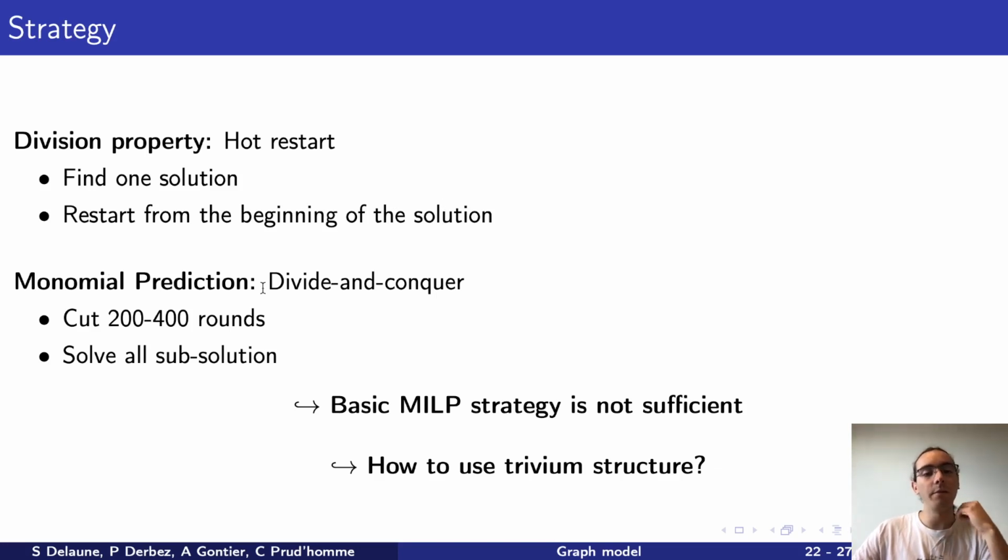The monomial prediction method is using a divide and conquer strategy. They cut the first rounds and then they solve all the sub-solutions. This is a method that is slightly similar. But this method tells us that the basic MILP strategy is not sufficient to solve the Trivium model. But in Trivium, we know some things. We know the structure of Trivium, and we can use it to have a good strategy in the solver.